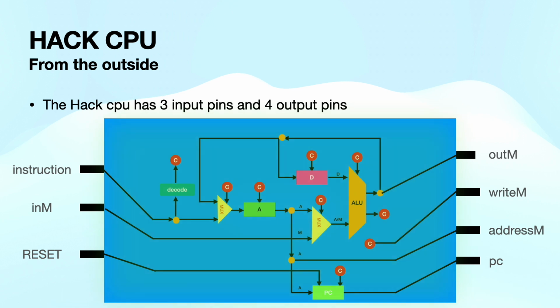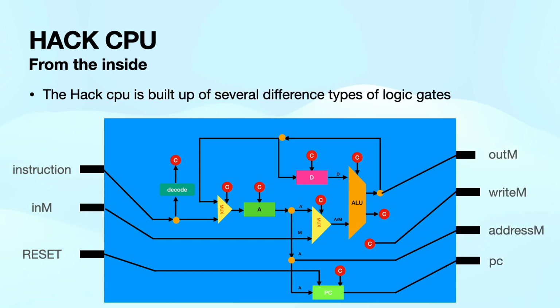Now let's have a look at the Hack CPU from the inside. The CPU contains many different components that perform specific operations. Let's go over it. Let's start with the ALU, the Arithmetic Logic Unit. The ALU is responsible for performing arithmetic and logical operations. It takes inputs from the A register and the D register and creates an output.